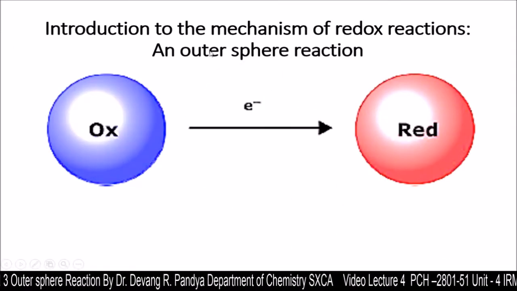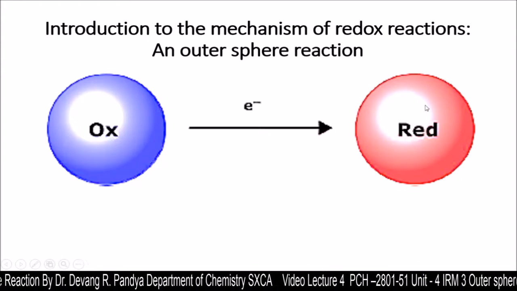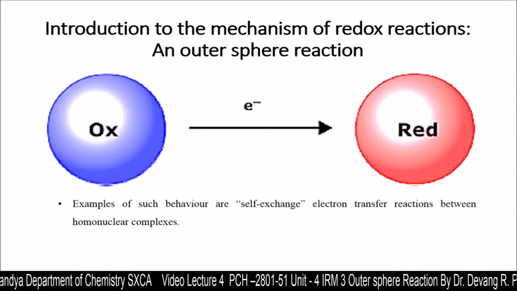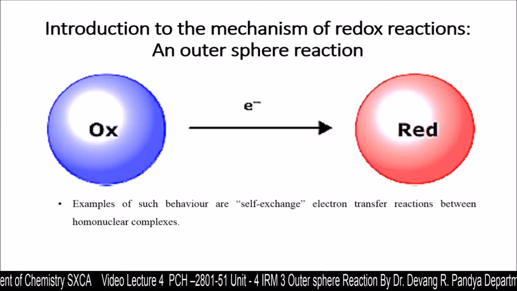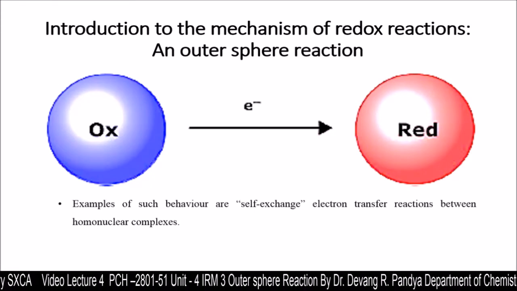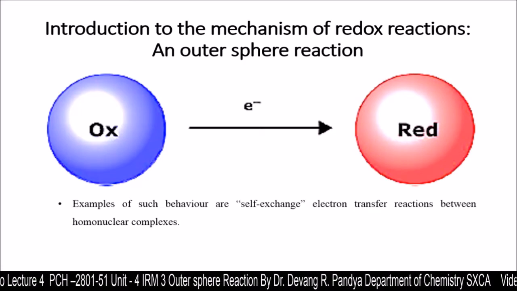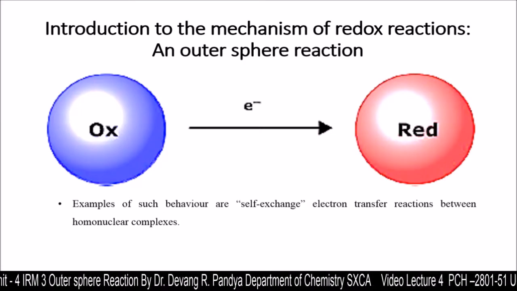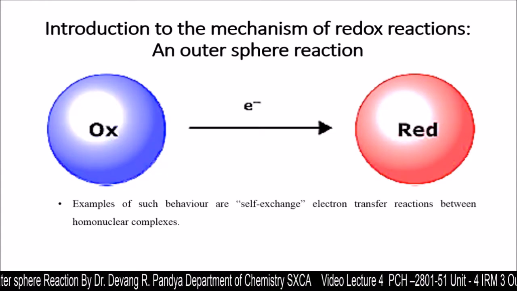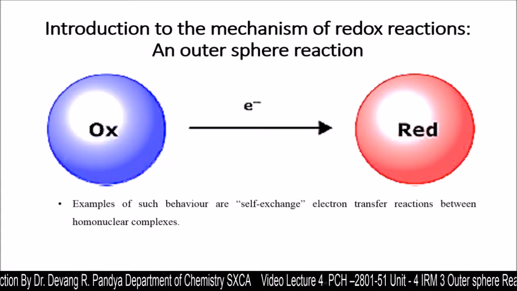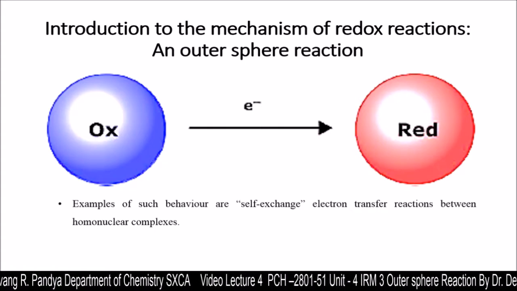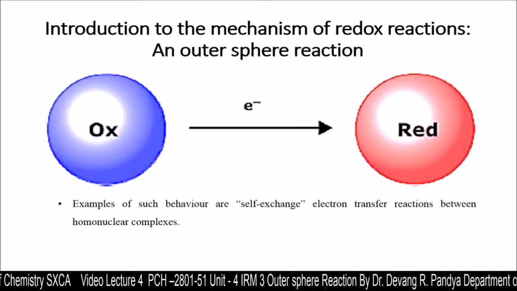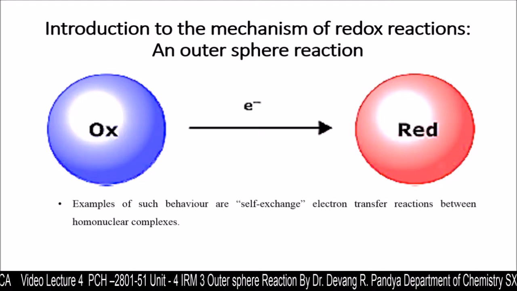Here, the oxidant loses the electron and the reductant gains the electron. Examples of such behavior are self-exchange, auto-exchange electron transfer reactions. Sometimes an outer sphere reaction is also named a self-exchange reaction, auto-exchange electron transfer reaction, or self-exchange electron transfer reaction between homonuclear complexes.